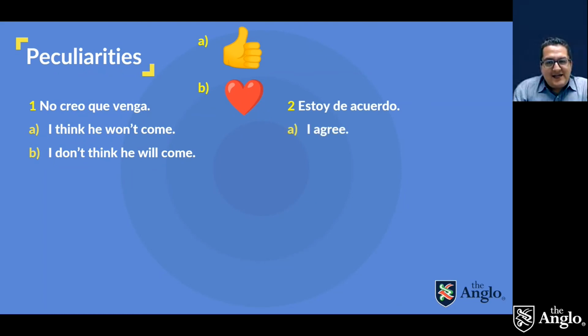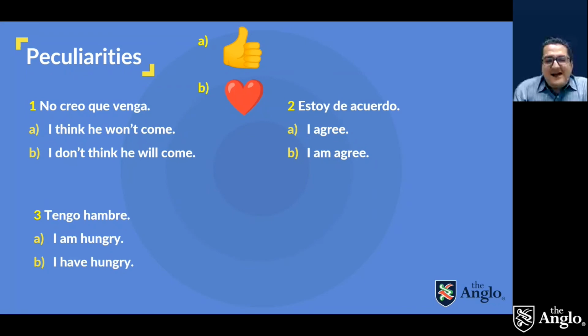We have A, I agree, or B, I am agree. What do you think? Lots of thumbs ups. Okay, very good. "Tengo hambre." I am hungry, or I have hungry. These guys are good, eh? We got lots of thumbs ups.